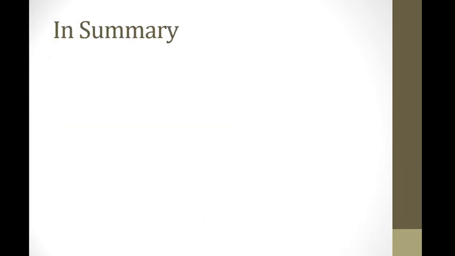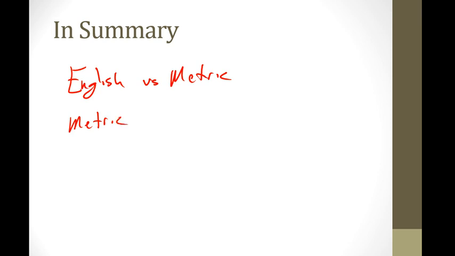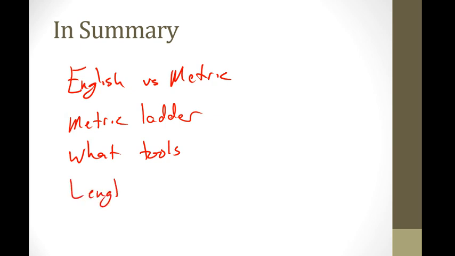So in summary, we talked about English versus metric units. This is going to be a key reoccurring theme that happens in class quite a bit. You need to know your metric ladder, which was that object that I told you to pause the video at. You will be using this quite a bit in class. We talked about what tools to use for measurement, starting with the micrometer, which was for measuring very small things, and ending with the tape measure, which was for big things. And we talked about how length is always the largest of our dimensions that we measure.